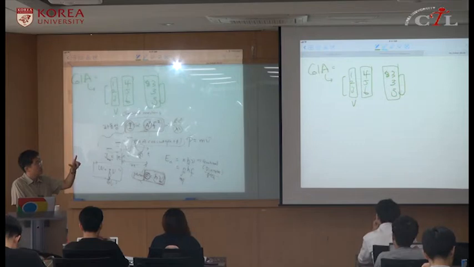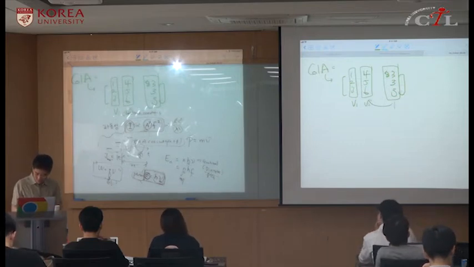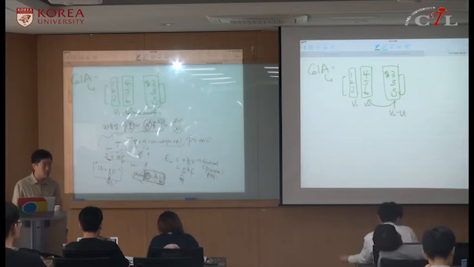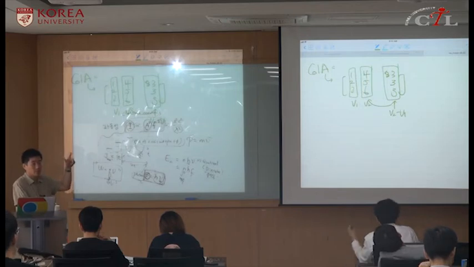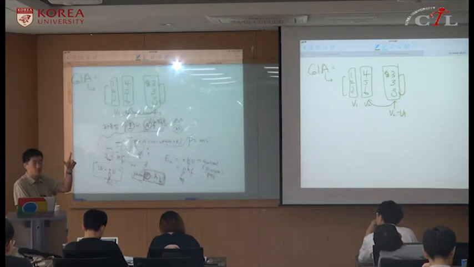And then what about 3, 3, 3? So 3, 3, 3 is basically V2 minus V1, and thus that is included in the span of the previous two, and thus the basis will be just the first two vectors, right?